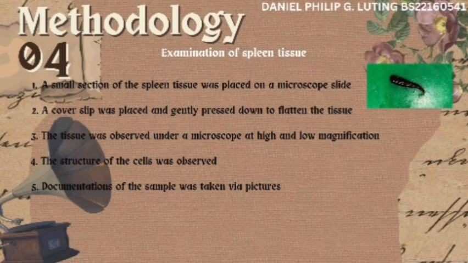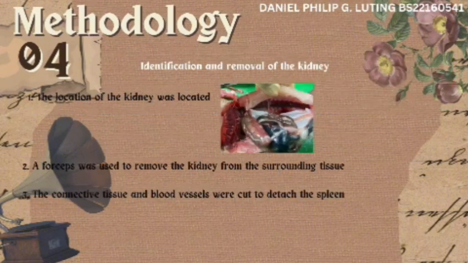Then we move on to the examination of the spleen tissue. A small section of the spleen tissue was placed on a microscope slide, and then a cover slip was placed and gently pressed down to flatten the tissue. Then the tissue was observed under a microscope, and the structure of the cells was observed. And then documentation begins by taking pictures of the sample.